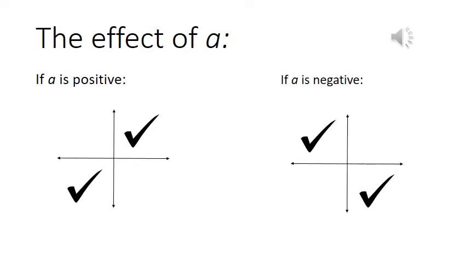Looking at the effect of a, a hyperbola is made up of two curves which do not touch each other. If your a is positive, it means that your curves will be in quadrant 1 and quadrant 3. But if your a is negative, it means that your graph will fall in quadrant 2 and quadrant 4.